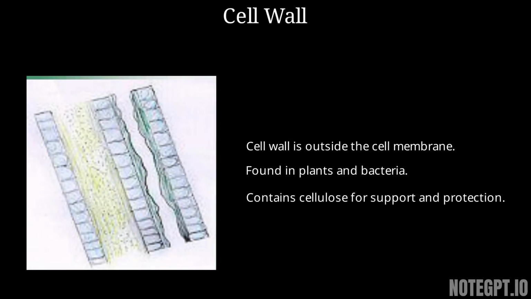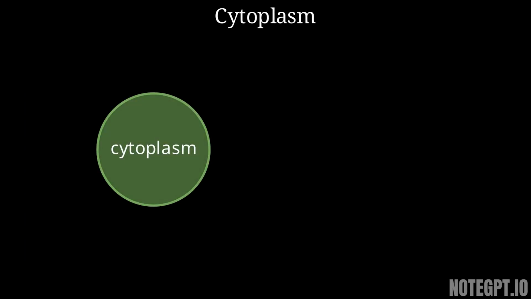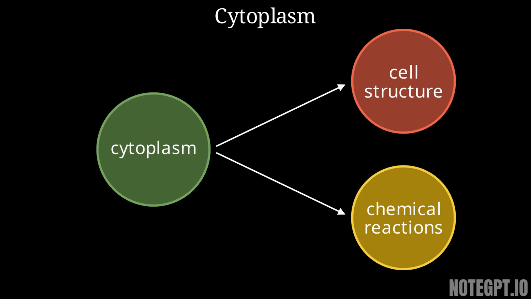The cell wall is found outside the cell membrane in plant cells and bacteria. It contains cellulose, providing support and protection. The cell membrane is the outer boundary of the cell, controlling the movement of substances in and out. It is a double layer, and in plants and bacteria is located inside the cell wall. Cytoplasm is a gel-like mixture inside cells, surrounded by the cell membrane. It contains structures that carry out specific jobs and provides a medium for chemical reactions.